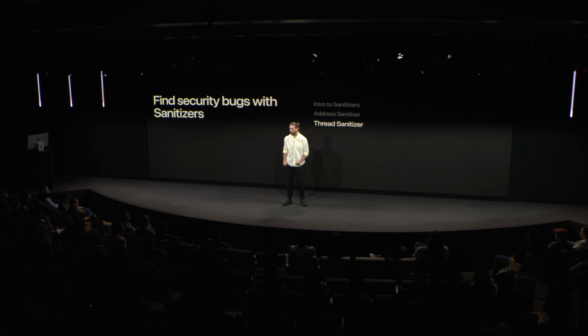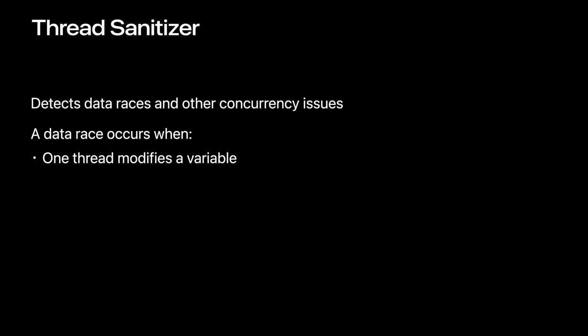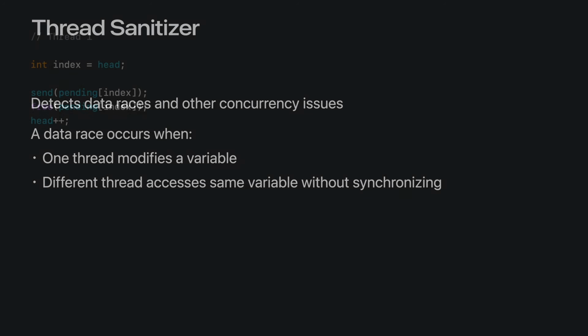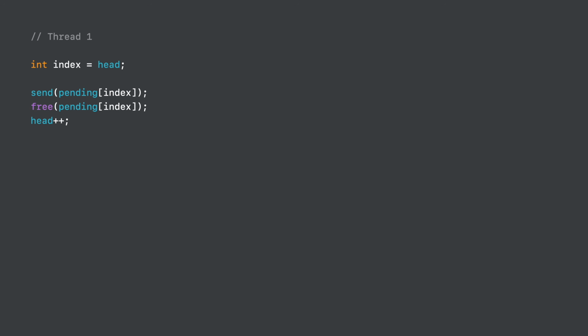The next sanitizer I'll go over is Thread Sanitizer. Thread Sanitizer detects data races and other concurrency issues. A data race occurs when one thread writes to a memory location and a different thread accesses the same memory location without synchronizing. In the code example on the right, I take the head from the queue pending, send it, free it, and then increment head. This works fine until there's another thread doing the same thing.